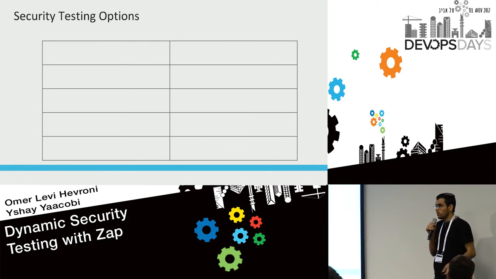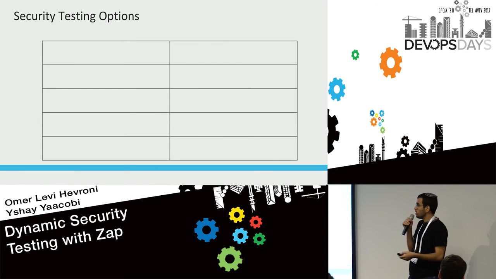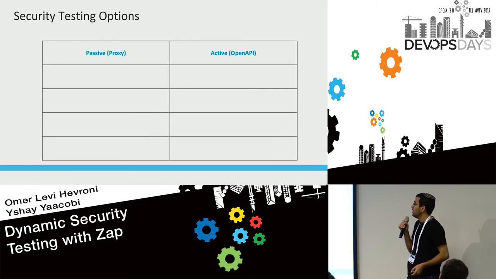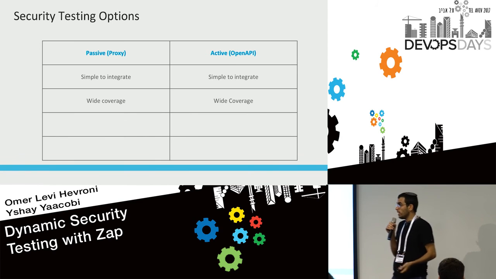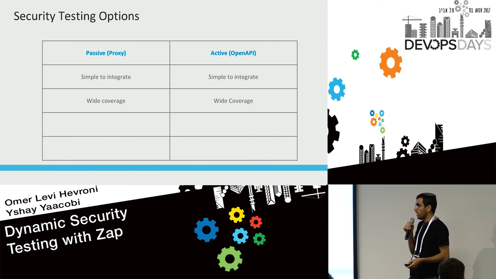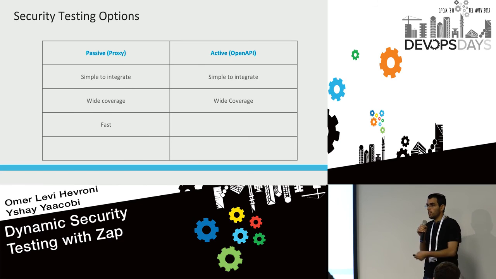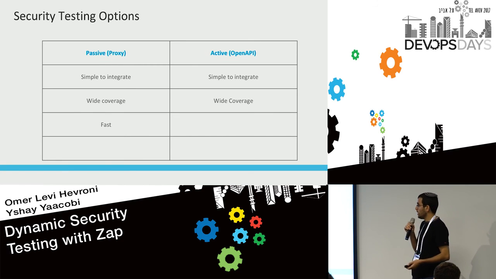So to conclude what we showed today, basically we showed two ways to integrate Zap into the CI, the passive and the active mode. And they both were pretty simple to integrate, thanks to Docker. And also they both give us wide coverage of our existing application. But there are also some differences between them. The first difference is that the passive was pretty fast. It did not add any significant time to our CI, where the active was pretty slow, as I showed when I talked about how we can hack Tweek with it.